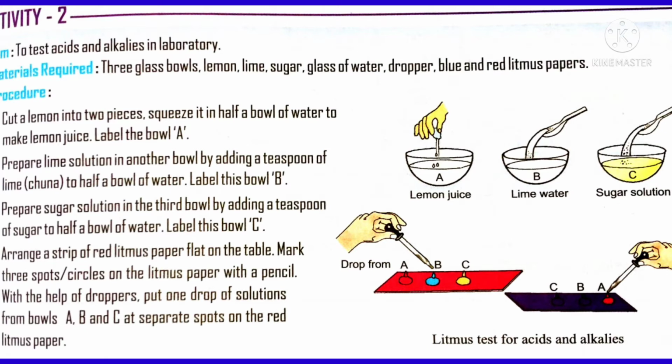In the same way, you are going to drop a few drops of lime water from the bowl on both the litmus papers. What do you observe? Lime water has a base. So on adding to red litmus, the color changes into blue, and in blue litmus paper, it remains blue. You know, base remains blue in both litmus papers. In the same manner, you are going to take few drops of sugar solution from bowl C and drop them on both litmus papers. What will happen? No change is observed because it is neither acid nor base. It is a neutral solution.